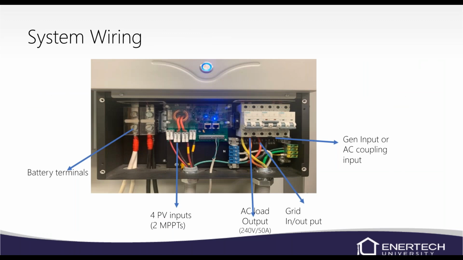Here's basically the system wiring. So you have your battery terminals, your PV inputs, your AC load out, your grid in and out, and your gen input or your AC coupling input. So it's really not too difficult to wire up, pretty straightforward.